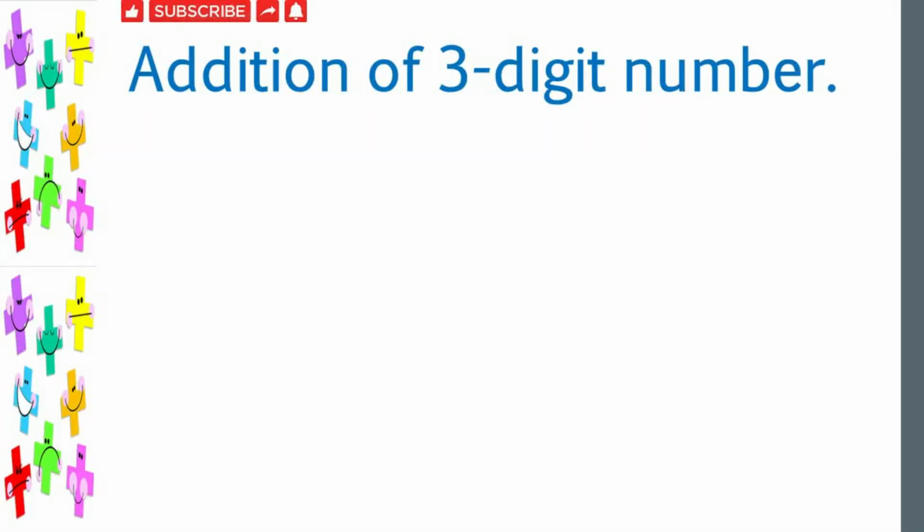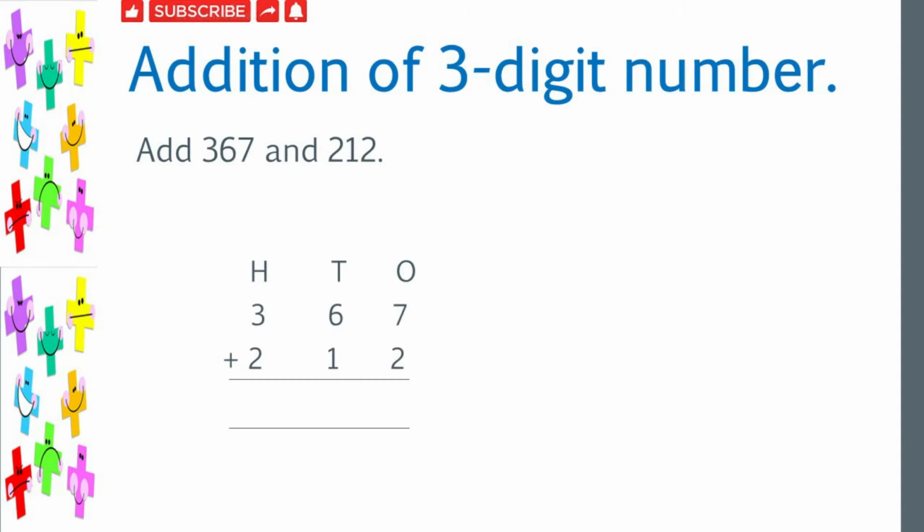Now children, let's learn the addition of 3-digit numbers. Add 367 and 212. We will first write the numbers in columns as displayed. Now first add the digits at one's place. That is 7 plus 2 equal to 9.